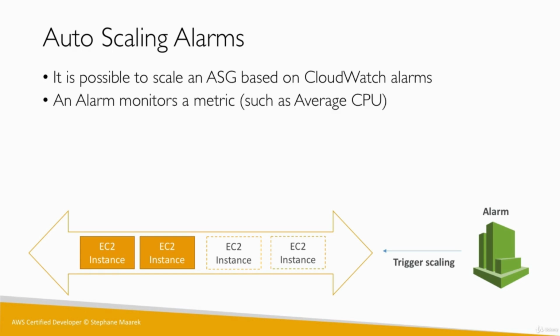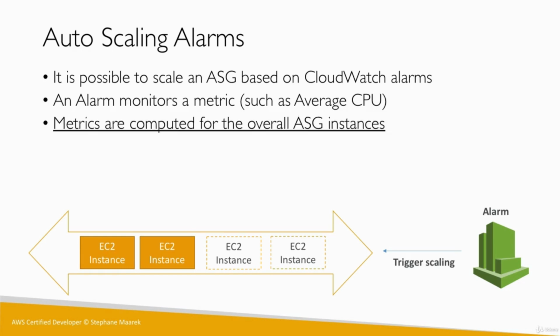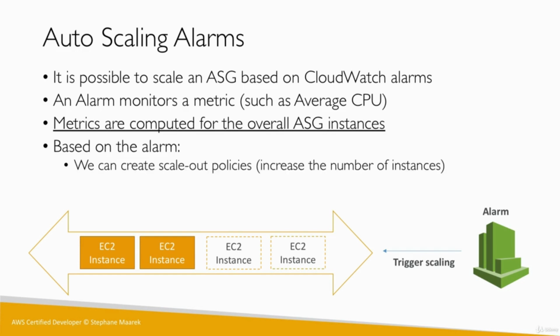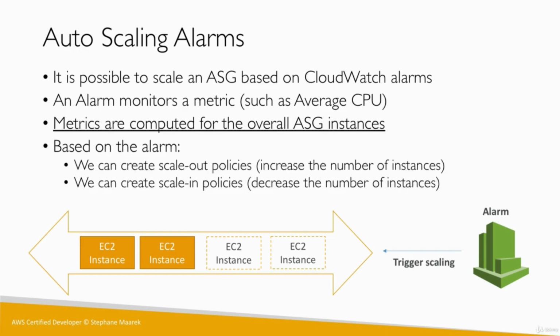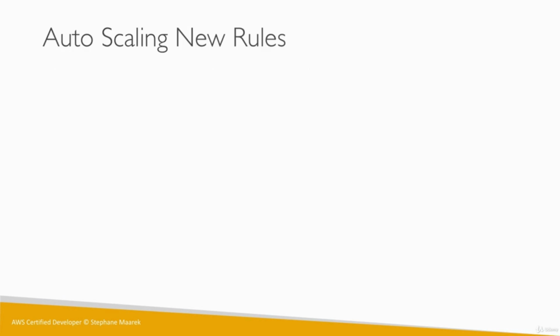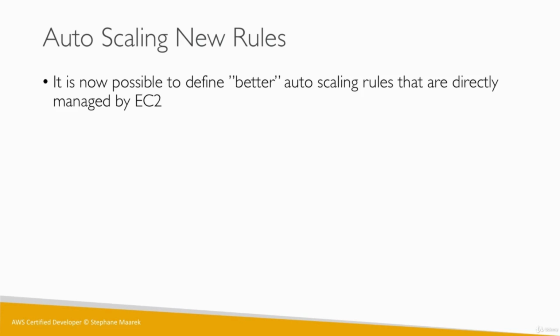The alarms can be based on anything you want to monitor, such as the average CPU. The metrics are computed as an average overall, okay? It doesn't look at the minimum or the maximum, it looks at the average of these metrics. Based on the alarm, we can create scale out policies and scale in policies, as I said. There are also new rules for auto-scaling. We'll be seeing them in the hands-on, but now you can basically say, okay, I want to have a target average CPU usage in my auto-scaling group, and it will scale in and scale out based on your load to meet that target CPU usage.